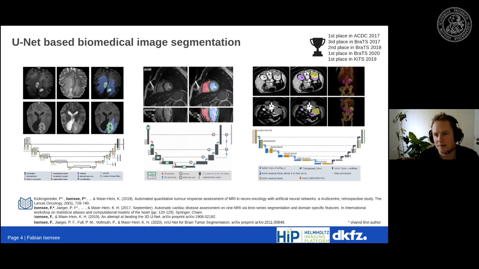Naturally, being a part of a group that does medical image analysis, we also have been working on multiple segmentation approaches in the past with multiple different data sets, and we've been coming up with all kinds of different U-Net-inspired architectures to solve all these problems.